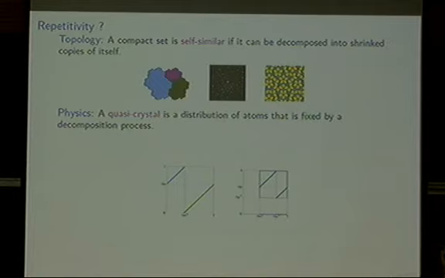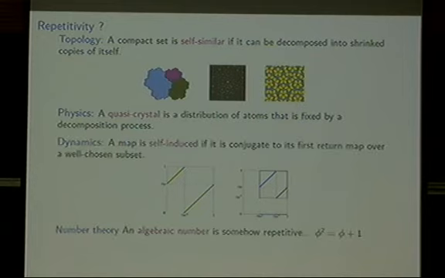But if you switch to physics, then you have this notion of quasi-crystals, which is also fixed by a decomposition process. And if you switch to dynamics, then you have self-induced maps. So this is the addition of the golden ratio modulo 1. And if you look at the induction process over the large interval, then you obtain exactly the same shape. Okay? So this is why we say that it is self-induced.